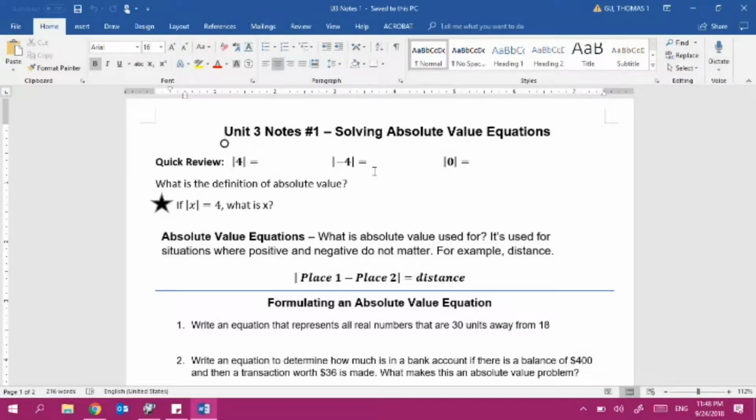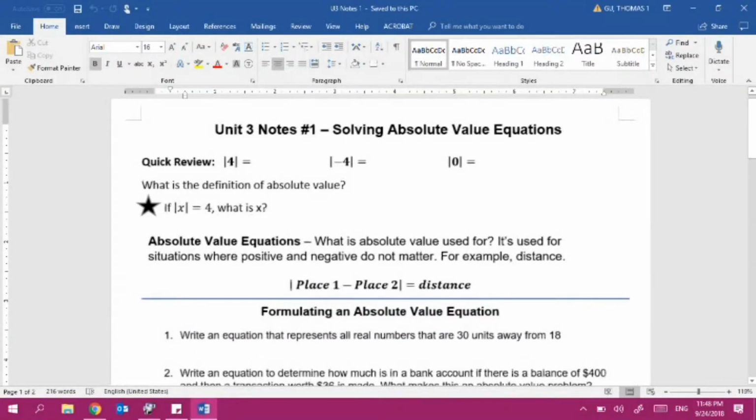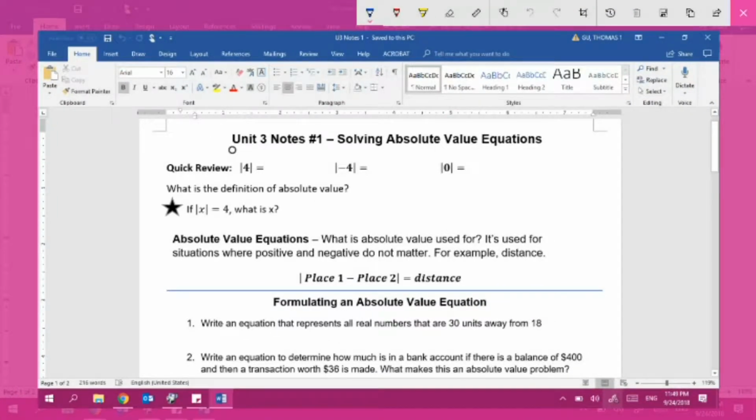So first, quick little review. Let's take a few seconds to find the answers to these: absolute value of 4, absolute value of -4, and absolute value of 0. Remember, we just take what's inside the absolute value bars and it becomes positive. So absolute value of 4 is 4, absolute value of -4 is 4, and absolute value of 0 is just 0.